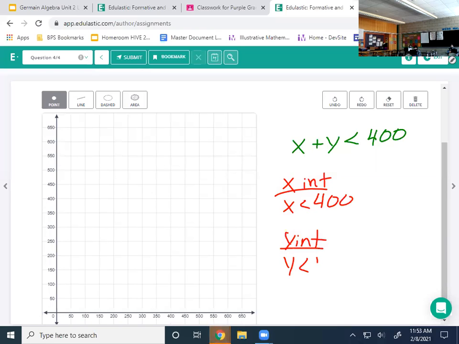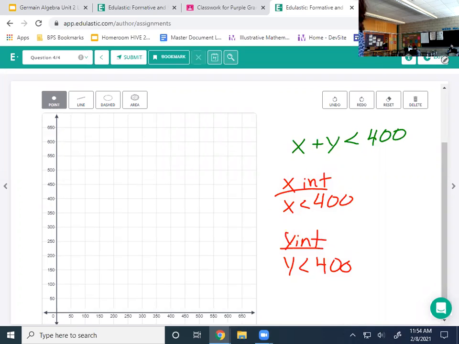Y is less than 400. I need to plot them. What am I doing? Help me out. Go ahead, Connor. You could place your x-intercept anywhere less than 400.